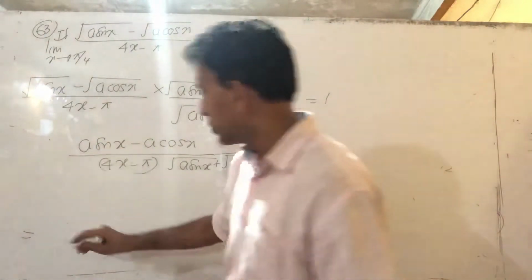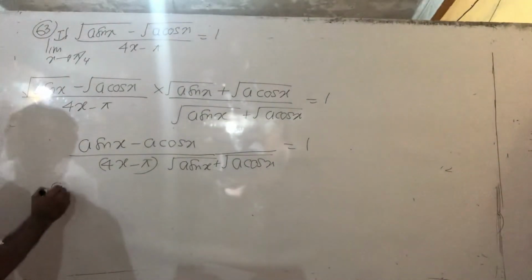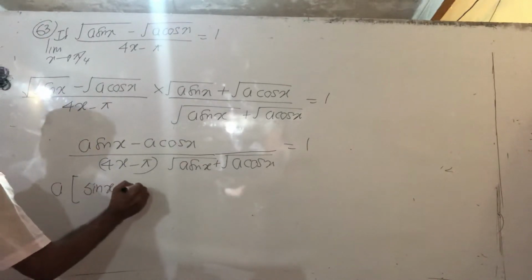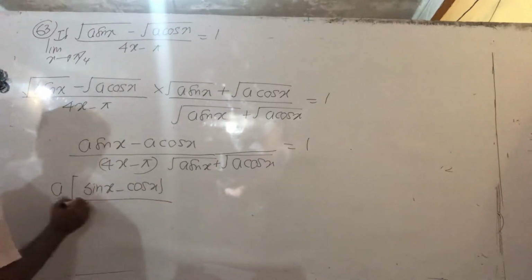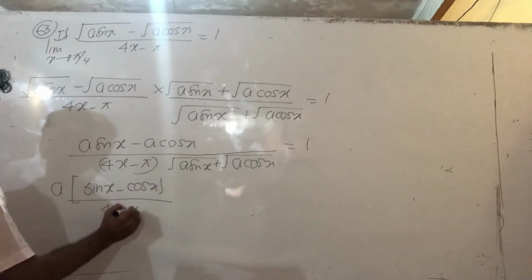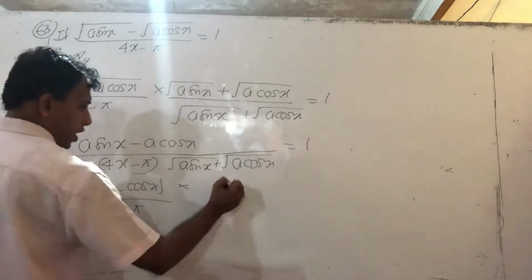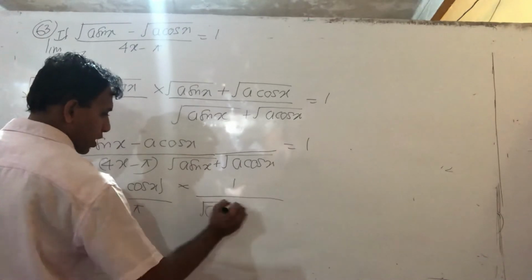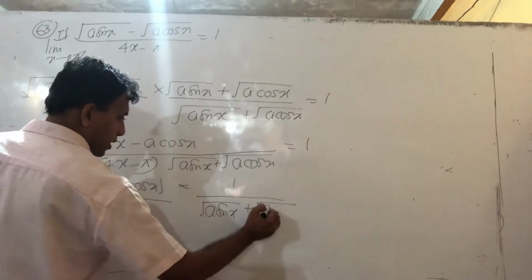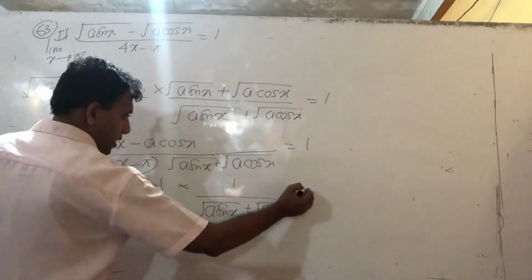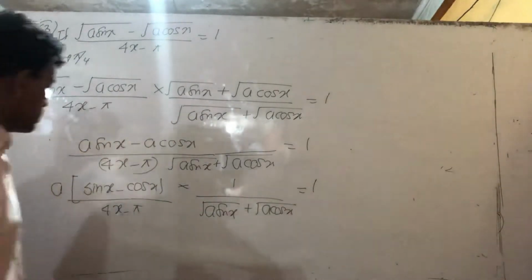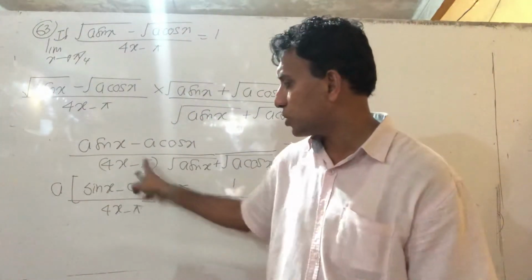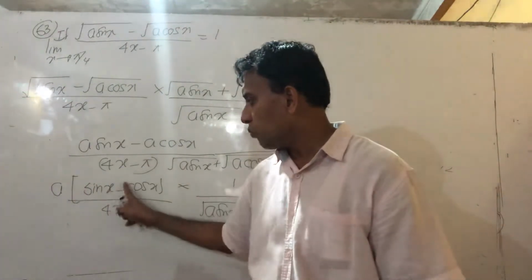If I take the a out, we'll find the answer. Take the a out: sin x minus cos x over 4x minus pi, into 1 over square root a sin x plus a cos x, equal to 1, right? See, it's a very important part, familiar from the trigonometric general solution of equations. Here coefficient 1, here coefficient 1.